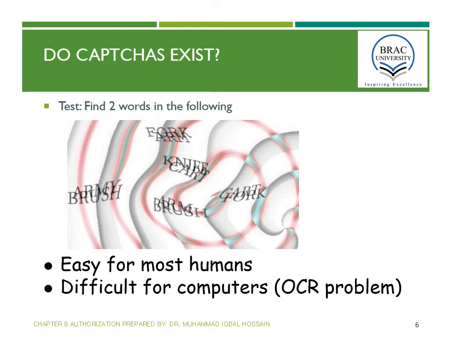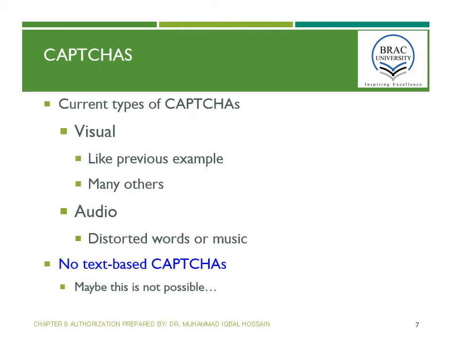But if you just write fork and arm straight like this, there are some computer programs that can easily understand. So you need to make it distorted, so that it would be difficult for computers. So as I said, there are visual captcha, audio captcha, and text-based captchas.